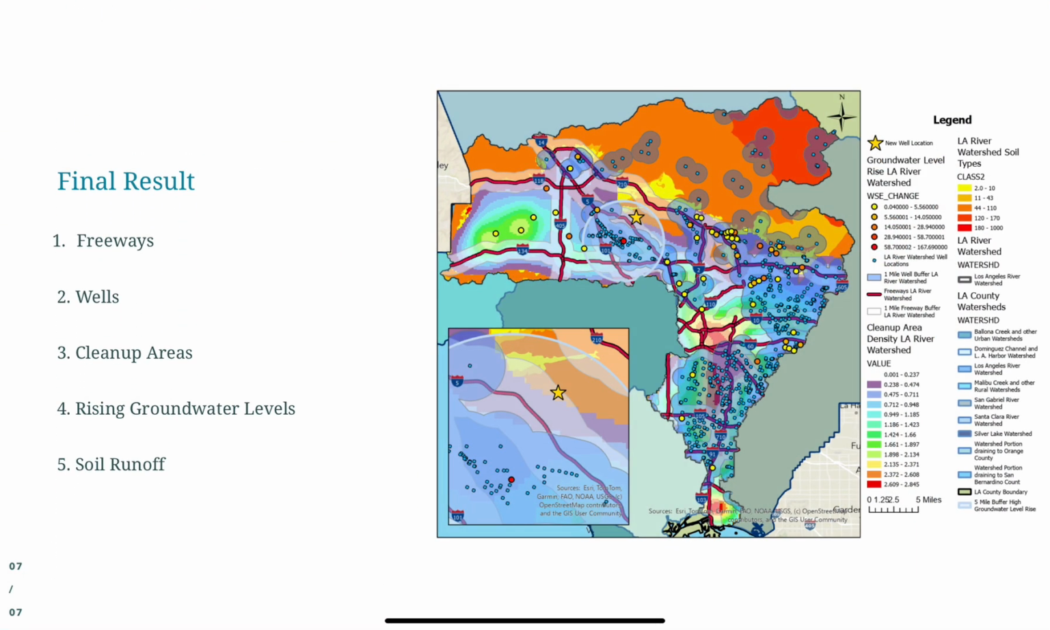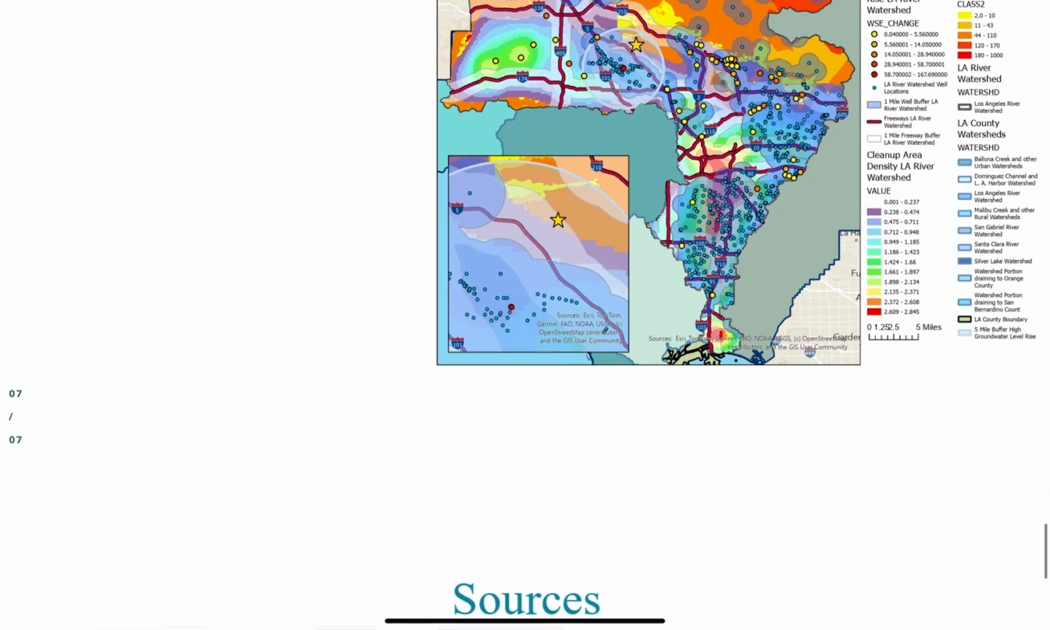Finally, this is the part we've all been waiting for, the final result. Our new well location covers all 5 criteria. We are within 1 mile of the freeways, in this case the 5 freeway. We are at least a mile away from all the other wells. We're in an area with no cleanup areas and underground storage tanks. We're within 5 miles of the red point that shows a high groundwater rise. And lastly, we have a runoff coefficient in the 60s that's symbolized in orange. Therefore, we have a good soil runoff.